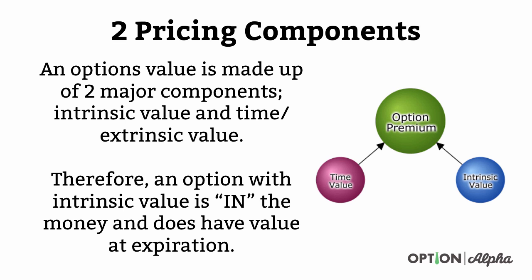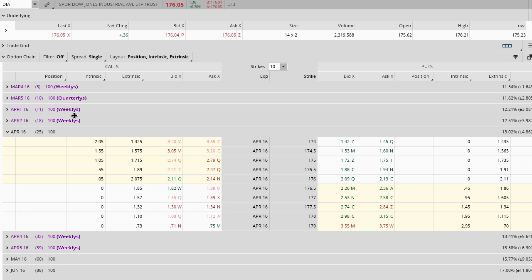That's how we determine intrinsic values. We basically ask ourselves, if expiration was today, could you make money on this option? If the answer is yes, then it's an in-the-money option. If the answer is no, then it's an out-of-the-money option. And usually at-the-money options are either just slightly in or just slightly out of the money. Okay, so let's look again at a couple examples here.